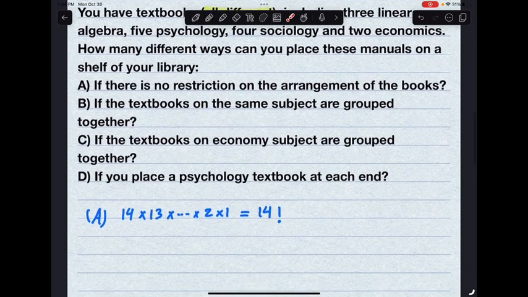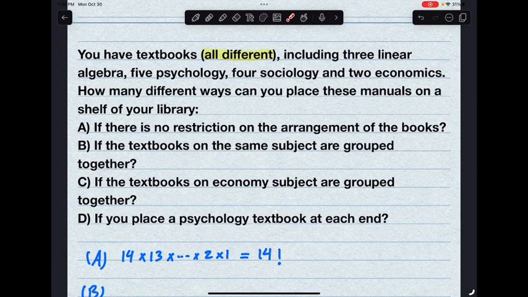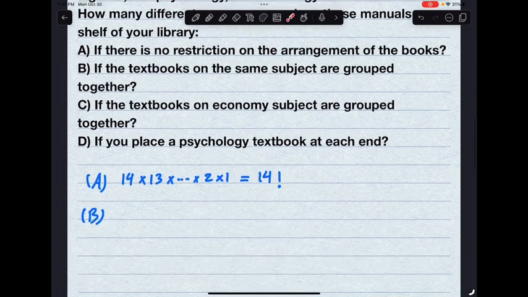So what is part B? Part B of the question says, if the textbooks on the same subject are grouped together. So that means we are going to have linear algebra books together next to each other, psychology books together, economy books together, and sociology books together. So how can we do this part B?